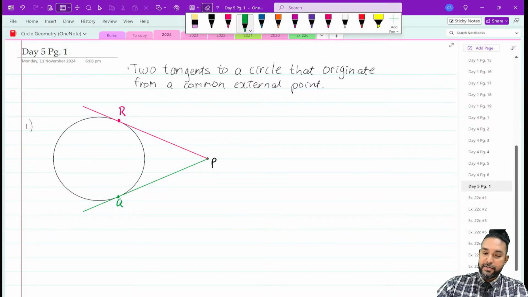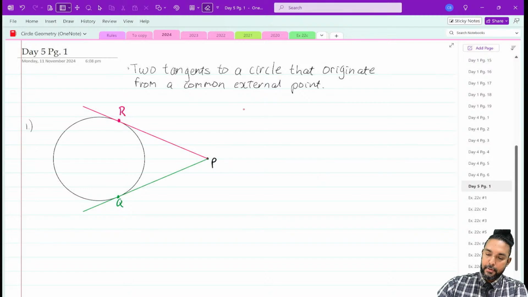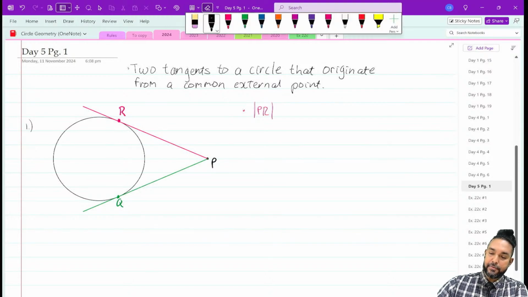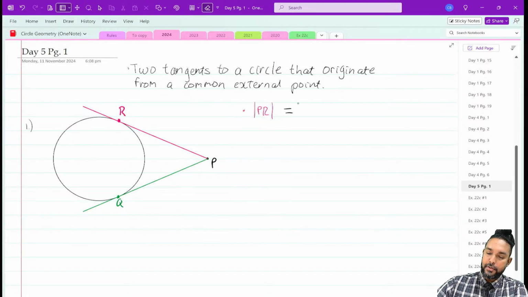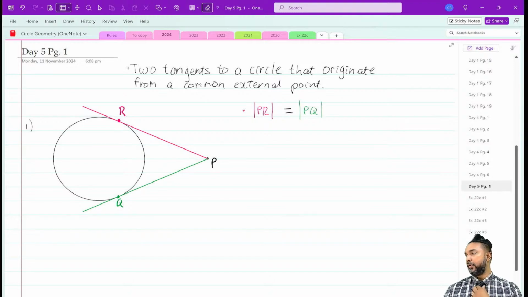And our observations are as follows, right? So when I put these two strokes like this and put the line in between, that means magnitude or length of, right? So the length of PR is equal to the length of PQ. Right? So the distance from that common external point P to each point of tangency, those distances are equal. All right? And that is the note.